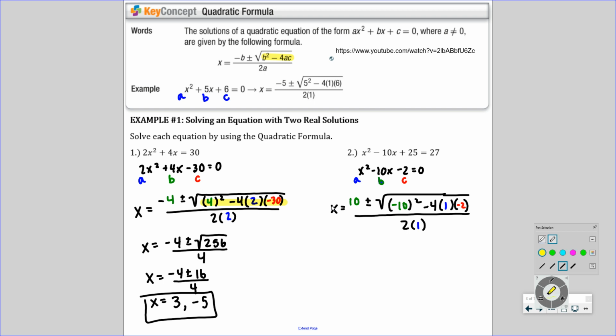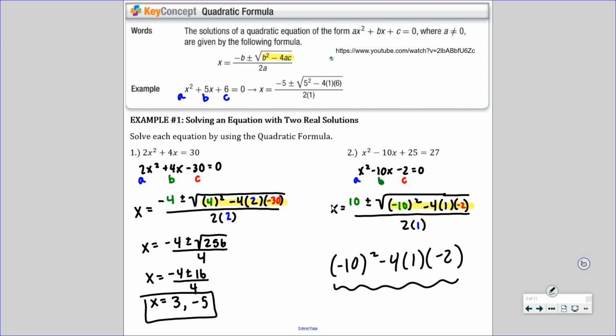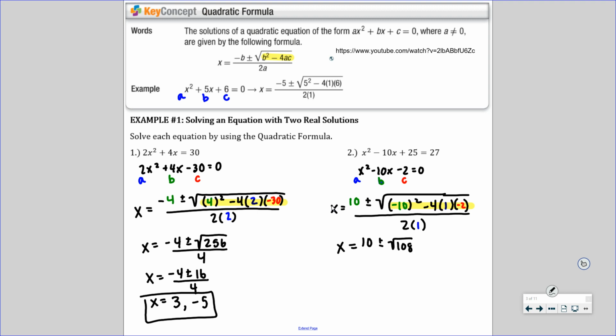Okay, so how I tackle these problems always is I do this piece in my calculator. So you're going to literally type it in like this, -10 squared minus 4 times 1 times -2. Do not do the radical. Don't do the square root. Just figure out what that piece is. That's the piece I highlighted. I got 108. So we get here. And then on the bottom, we can do 2 times 1 is 2.